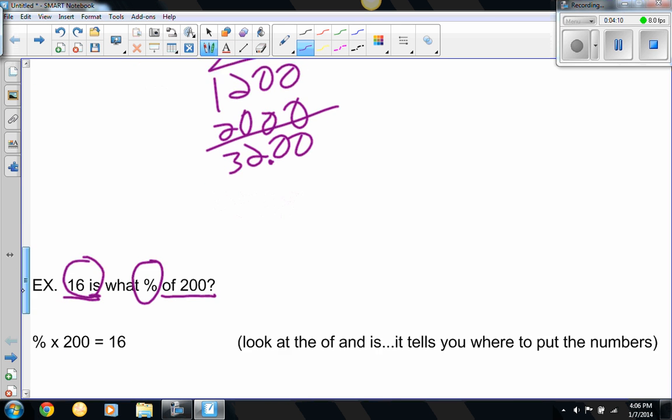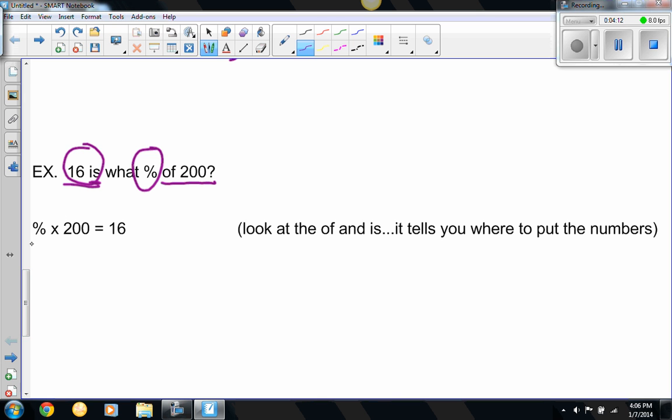When I write it, again, I want to use the same order. Percent is missing, so I put percent first. Of what? Of 200. So of 200 is what? Is 16. You're going to look at the of and the is like I just did, and it's going to tell you where to put them in this equation. Now I need to solve for the percent, or an A or a B or a C, whatever you want to put in there. I need to divide by 200 to get rid of the 200 and move it to the other side. So I'll have percent equals when I'm done. So 16 divided by 200.